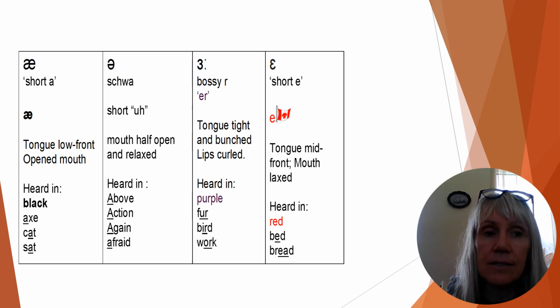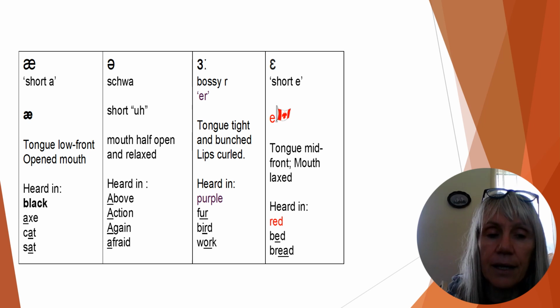The next symbol you see is an upside down E, which represents the schwa, which means it's not as pronounced as other vowel sounds in a word will be. It loses its emphasis. It's a short sound. Mouth is half open and relaxed. Watch my mouth as I say these words. Above, action, again, and afraid.